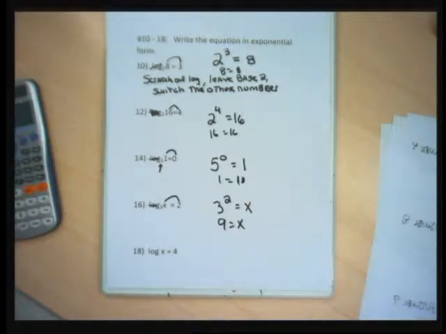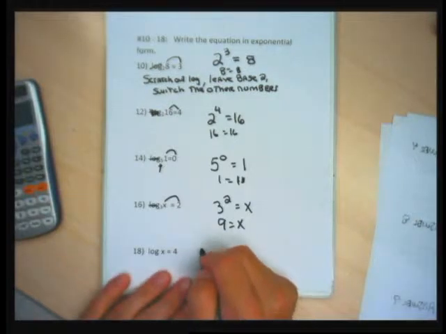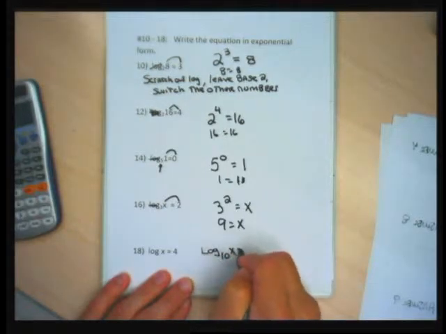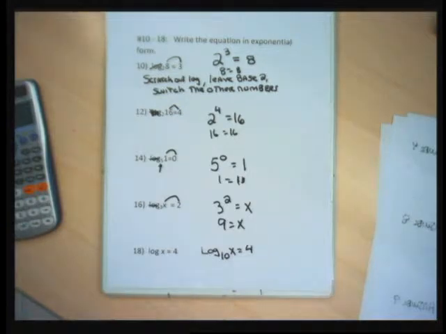18 is a little bit tricky because I don't see the base, and if I want to scratch out the logarithm and leave something low, I need to know what to leave low. Remember, if no base is written, you can write a base in if you choose the base of 10. If no base is written, the base is assumed to be 10.